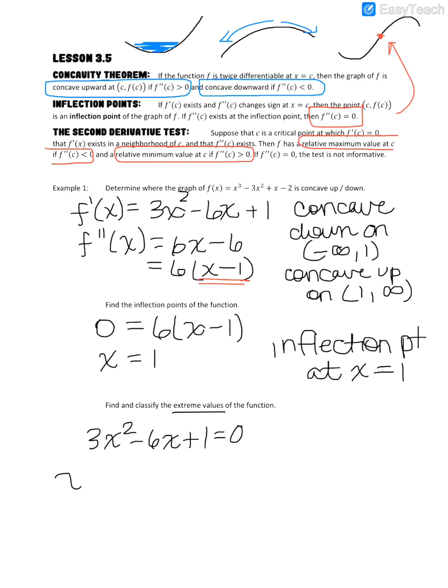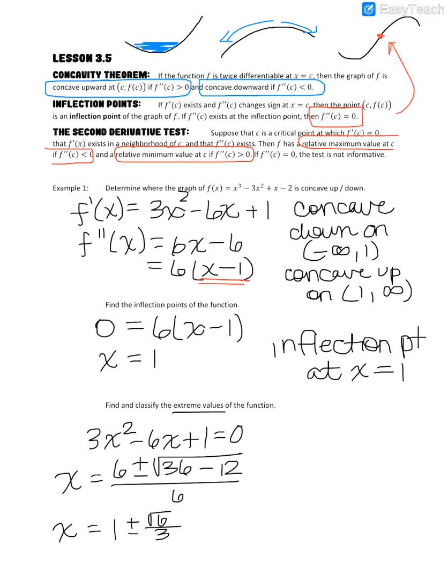So I have negative b plus or minus the square root of b squared minus 4ac all over 2a. Okay, when you go ahead and simplify the radical and simplify down the fractions, you end up with 1 plus or minus square root of 6 over 3.